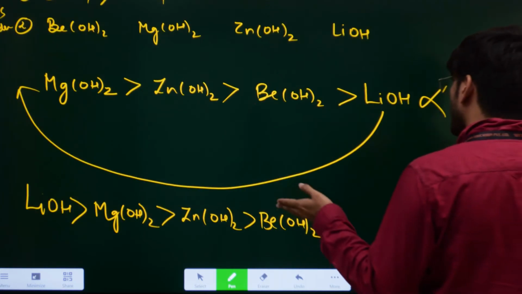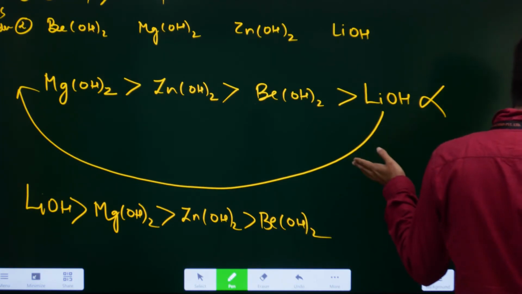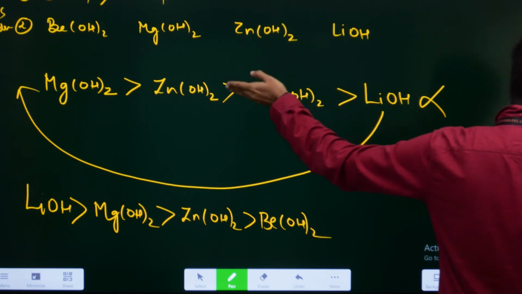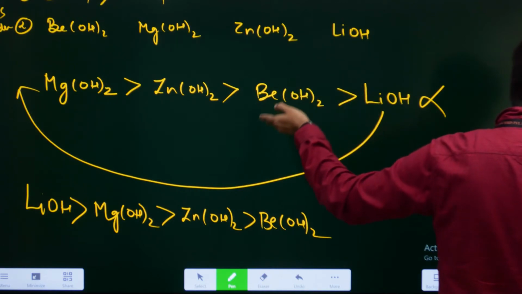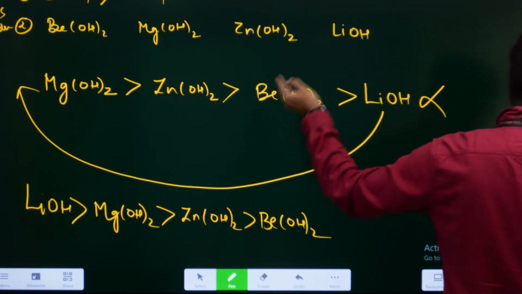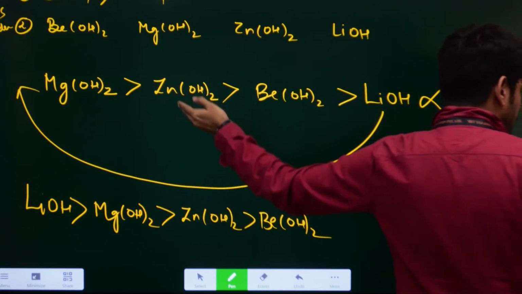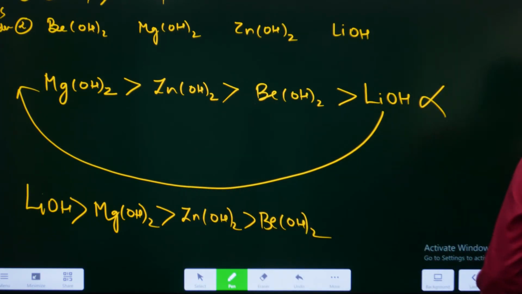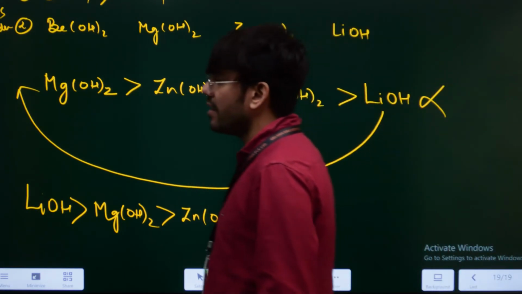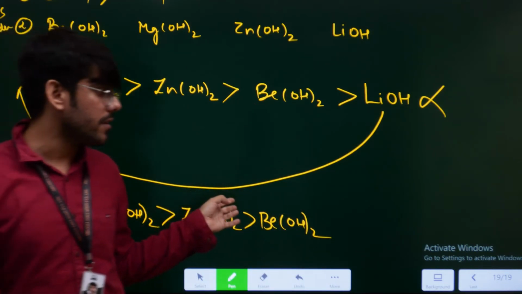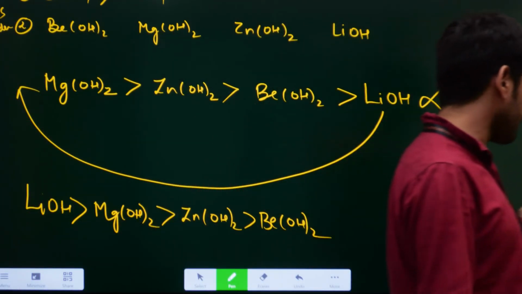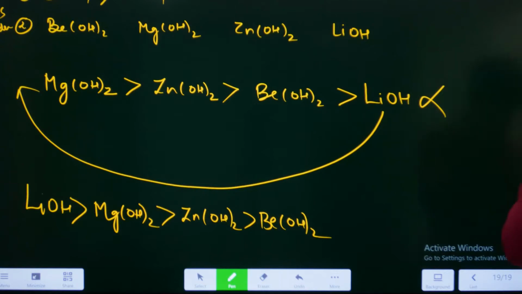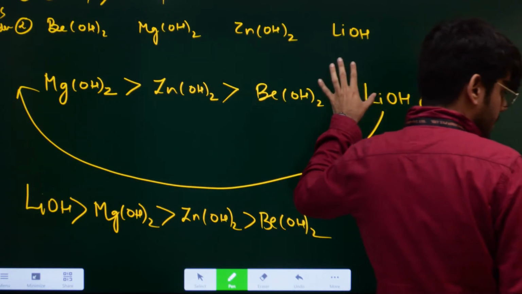What is the exception here? You don't know that this is +1 and these are +2, so obviously +1 has the lesser covalent character, and if it has the lesser covalent character, it is going to have more thermal stability. What is the exception here? This is common sense, not an exception. I hope this is clear. I do not expect such things from you at least. This is not an exception. This is common sense.